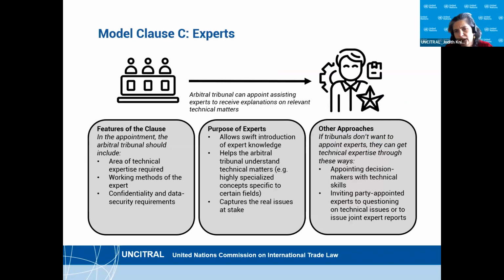Then we have experts. We do have rules on experts in the UNCITRAL arbitration rules. The idea of the model clause is to allow the arbitral tribunal to appoint an assisting expert. So the assisting expert would be an expert that helps the tribunal understand what the technical matters at stake are.